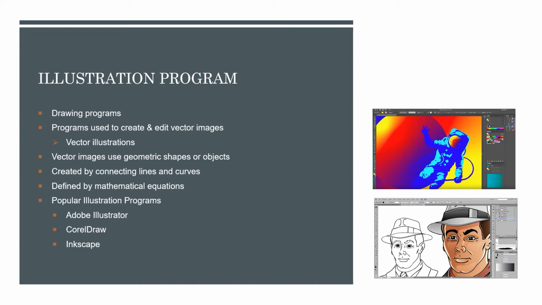So, vector images use geometric shapes or objects to make them work. They are also created by connecting lines and curves based on mathematical equations. There are some popular illustration programs such as Adobe Illustrator, CorelDRAW, and Inkscape.